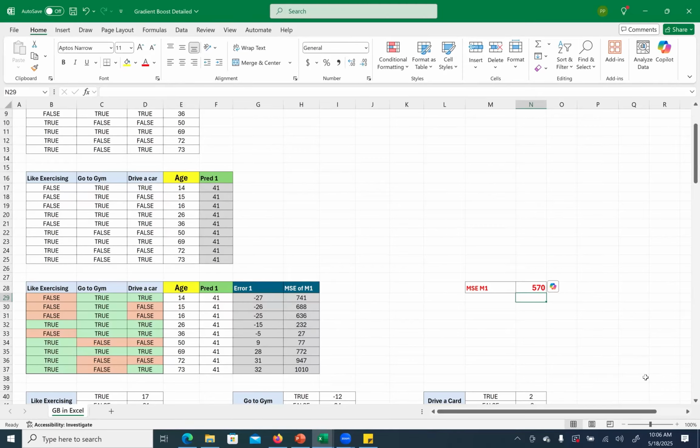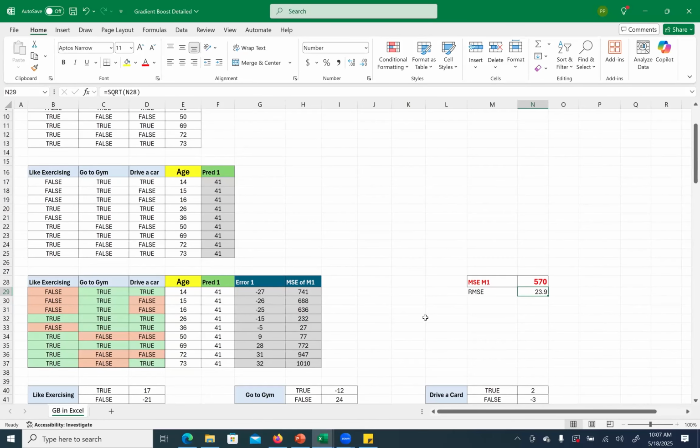What is RMSE? Root mean square error. So what if I want to calculate RMSE over here? I will just take the square root of MSE. This is my RMSE value. So if I use the most basic model, my average model, my RMSE value is 23.9. So this is the first model.